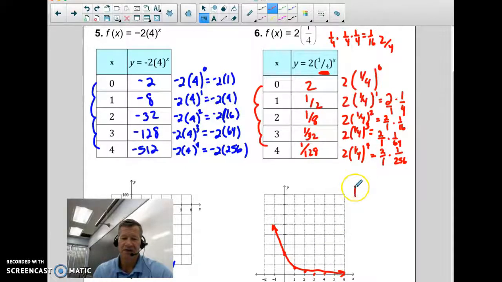So as I said, it was going left and right forever. So the domain is going to be all real numbers again. But this time the graph isn't below the axis, it's above the axis. So the y values are all above 0. So we say the range is y is greater than 0.